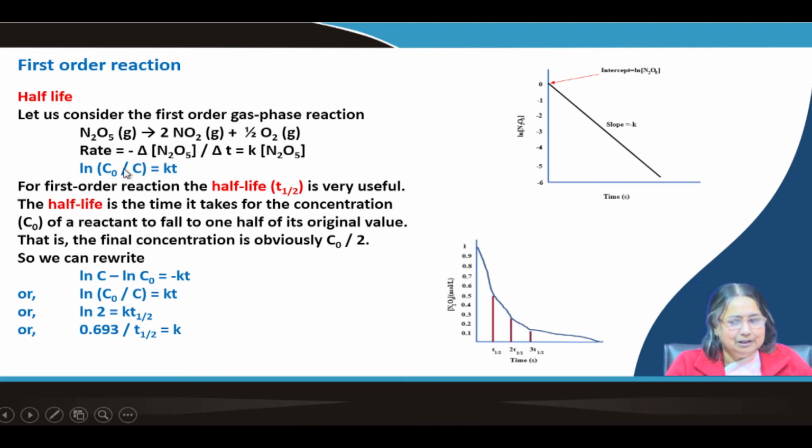To make it simple, you can write that ln C0 by C equals kt, which was already explained in the previous slide. Now, if you plot ln of N2O5 concentration against time, you will get a straight line, because it is a first order reaction. It has been determined that it is a first order reaction.